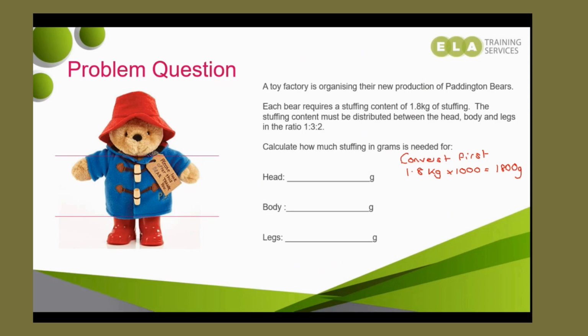So now we have a total between the 1, the 3, and the 2. So what we do, as before, we add ratio. So 1 add 3 add 2, which is 6. And then we divide by the ratio. So 1,800 divided by 6 is 300 grams is 1 part. Then we multiply by the parts we need.